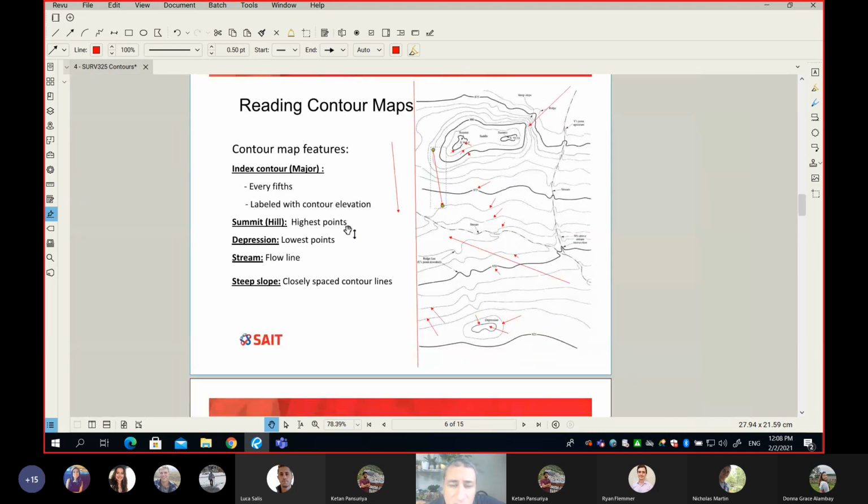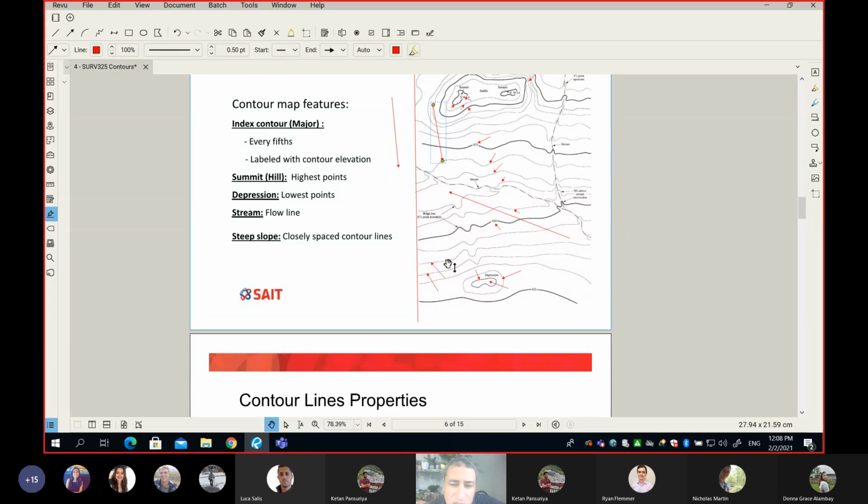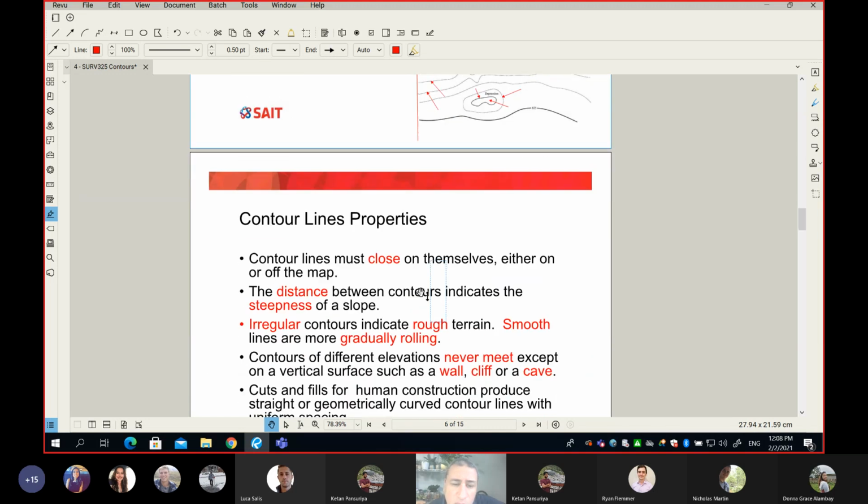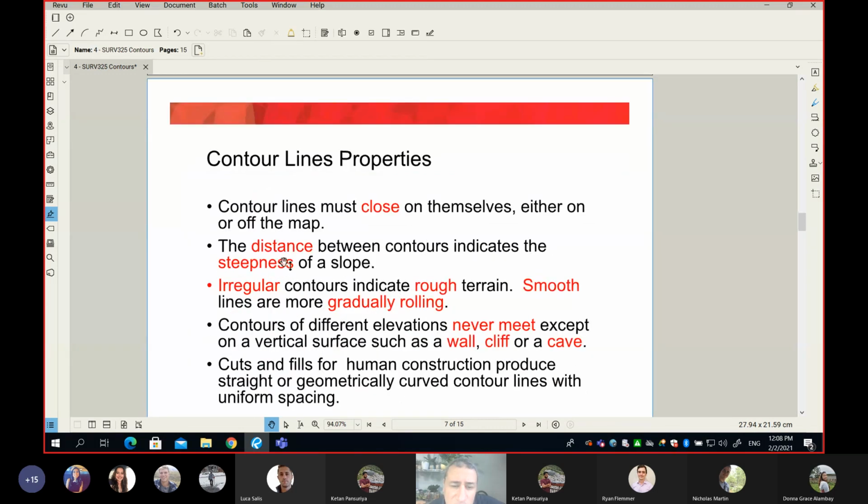But if you were to continue and survey the entire area, I promise you every single contour line will have to close at some point, whether within my map or outside my map. So contour lines, all of them, are closed lines. And the distance between them tells you about the slope. When the distance is so close, then it is a very steep slope.